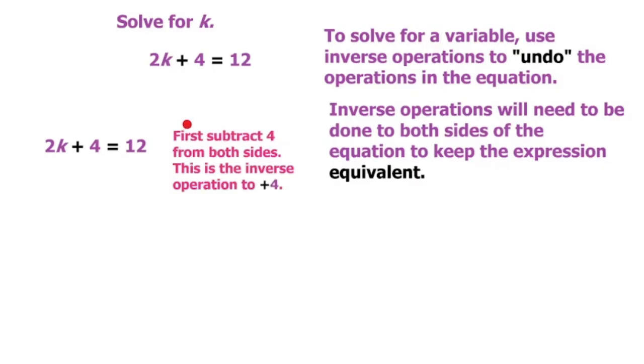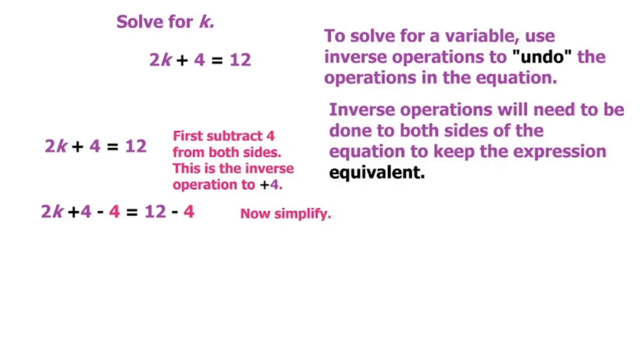The first thing we do is subtract 4 from both sides. This is the inverse operation to plus 4. And we have to do the plus first, not the multiplying 2 by k. So we need to get this out of the way first. Let's write that down. So we have 2k plus 4 minus 4 equals 12 minus 4. We're just doing the inverse of plus 4 to both sides of the equation.